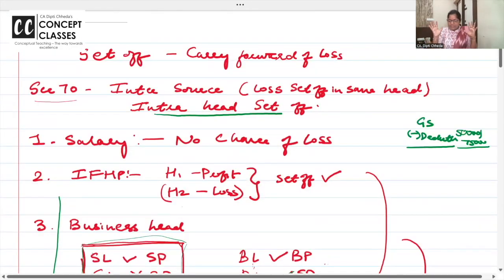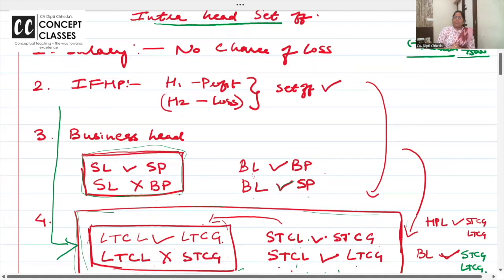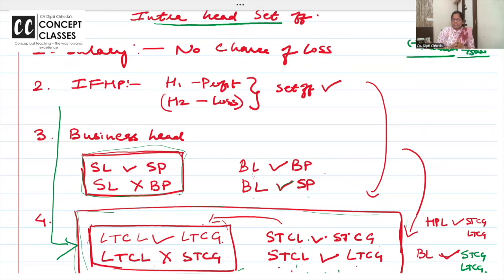Okay, I want to say the gist again. The first rule of the set off and carry forward chapter is intra-head. Within the same head, can you set off the loss? Answer is yes. Salary, no question of loss. Income from house property. House property 1, there is a profit. House property 2, there is a loss. Can we set off? Yes.